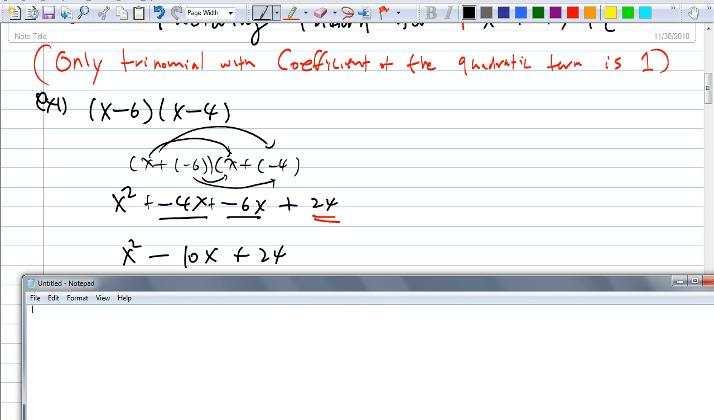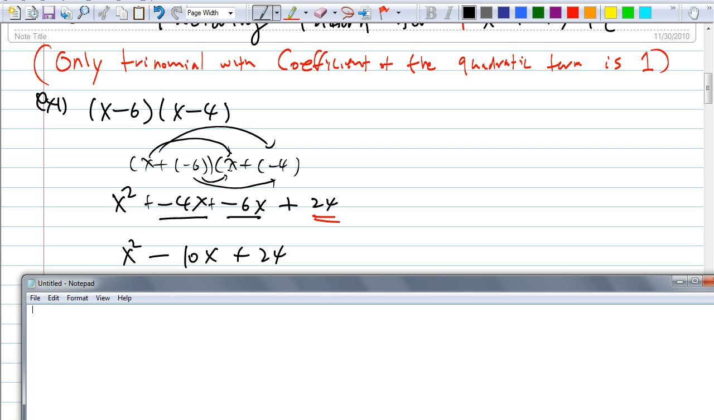Easy? Okay, so what we're trying to do today, notice this trinomial. What is the coefficient of this x squared? 1, right? So we're going to try to go backwards today. That's what we're going to do. If I give you x squared minus 10x plus 24, you should be able to rewrite this as x minus 6 times x minus 4. I'll show you how to do that in a minute. Right now, I haven't explained how to do that yet.